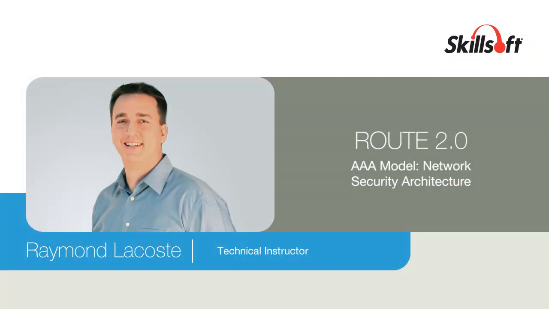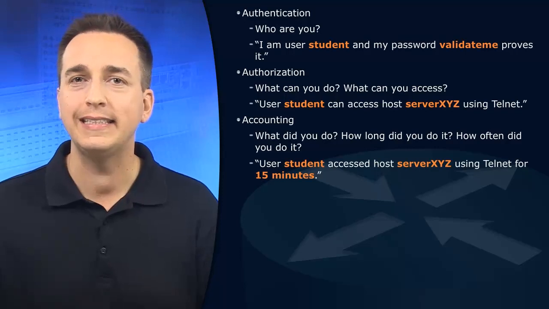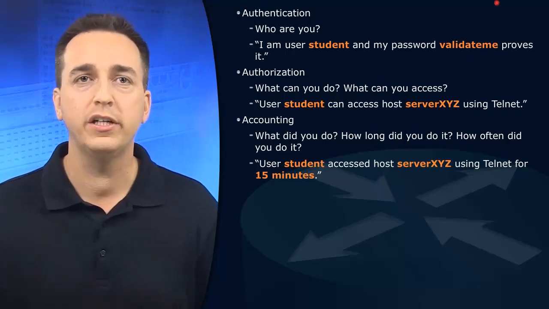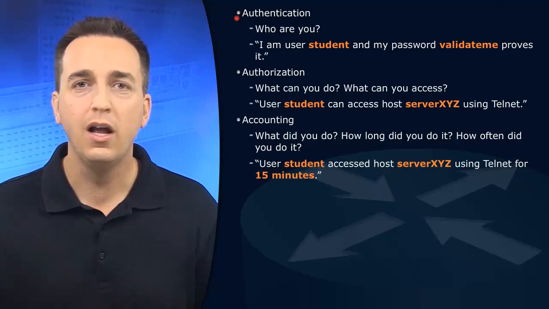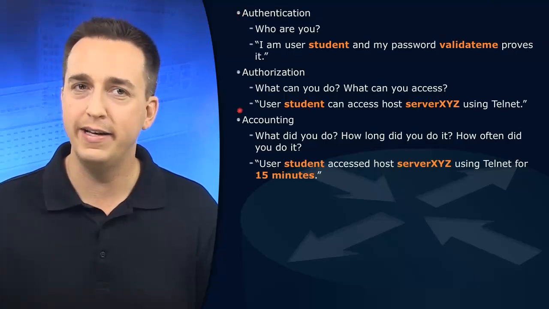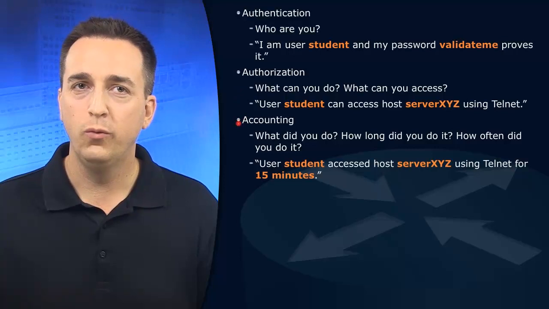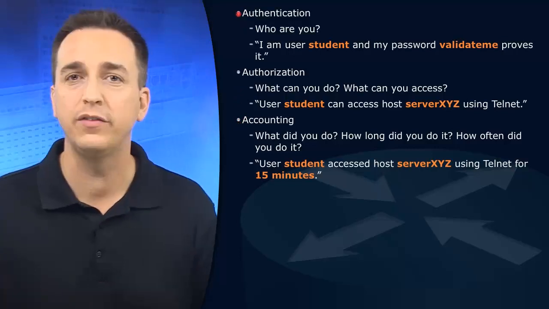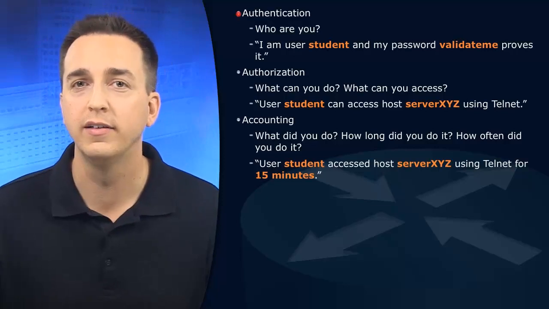AAA is an architecture that we can utilize to consistently deploy 3 different security features. And these security features are authentication, authorization, and accounting. What are each of these? Well, authentication is used to describe or identify who you are.